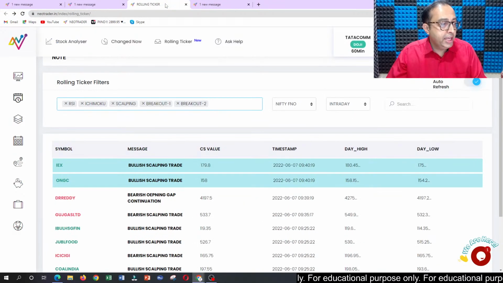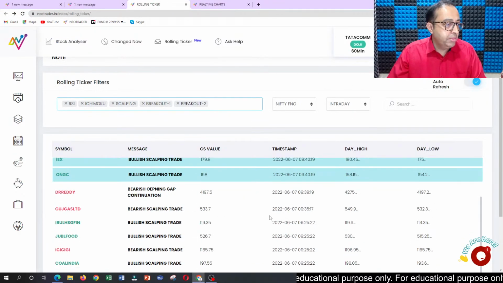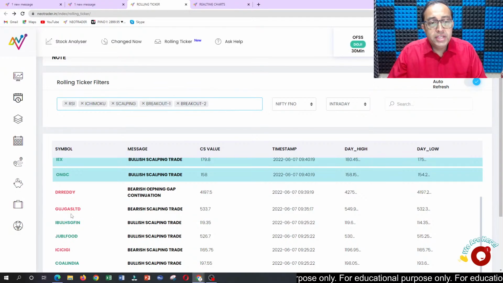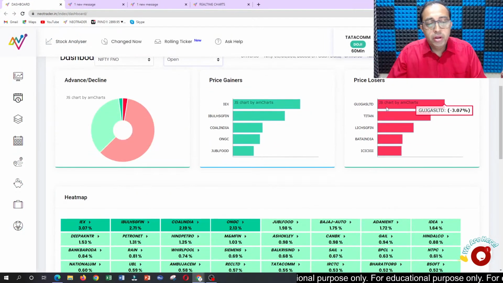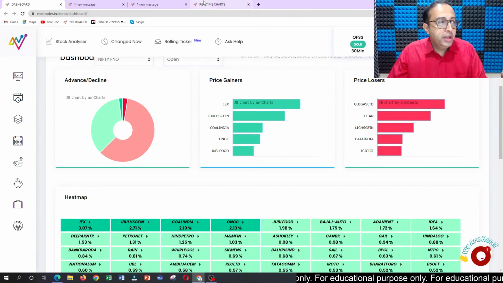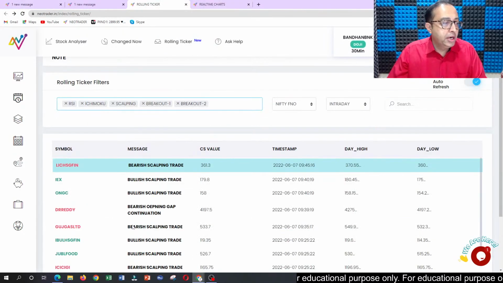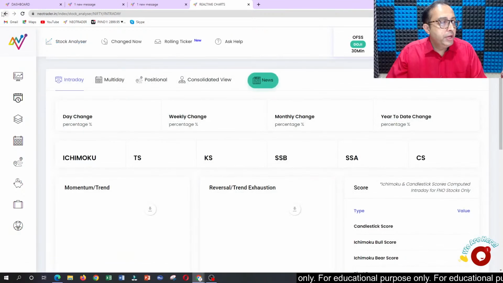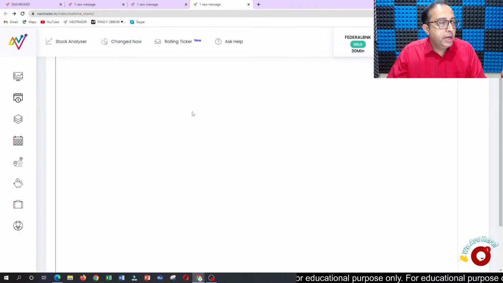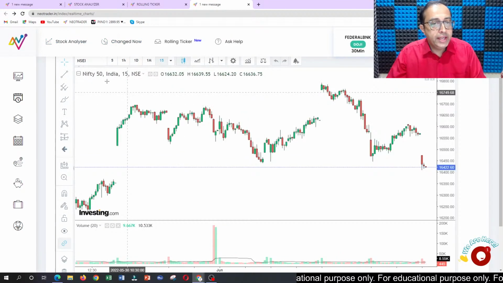So let's move ahead and see which other stocks are coming on the bearish side. You can see here there is a bearish setup in Gujarat Gas. If you have seen on the dashboard, Gujarat Gas was the leading declining candidate for the day. Now you got in rolling ticker an opportunity at 9:35 for Gujarat Gas as a scalping trade. So yes, let's go and take a look at the charts of Gujarat Gas.